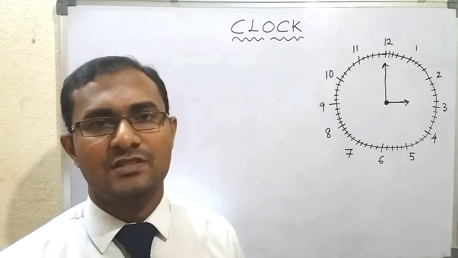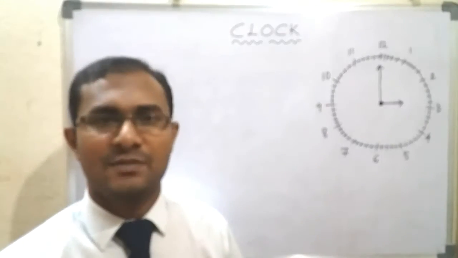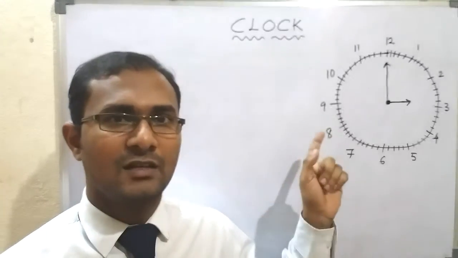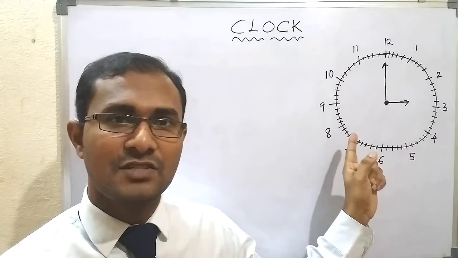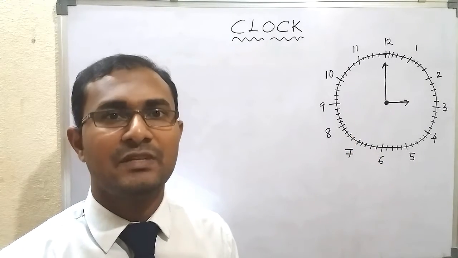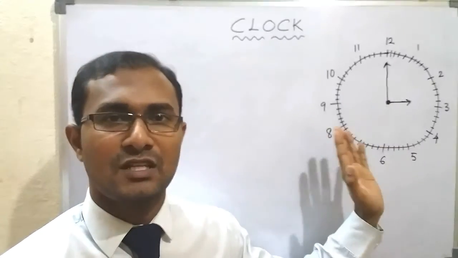So today I'm going to discuss the clock introduction part. I'm going to explain the basic part. In general, if you take a clock, we can find a circular shape, otherwise a rectangular shape, or maybe a square shape also. But in general, we consider the circular shape as the general shape.